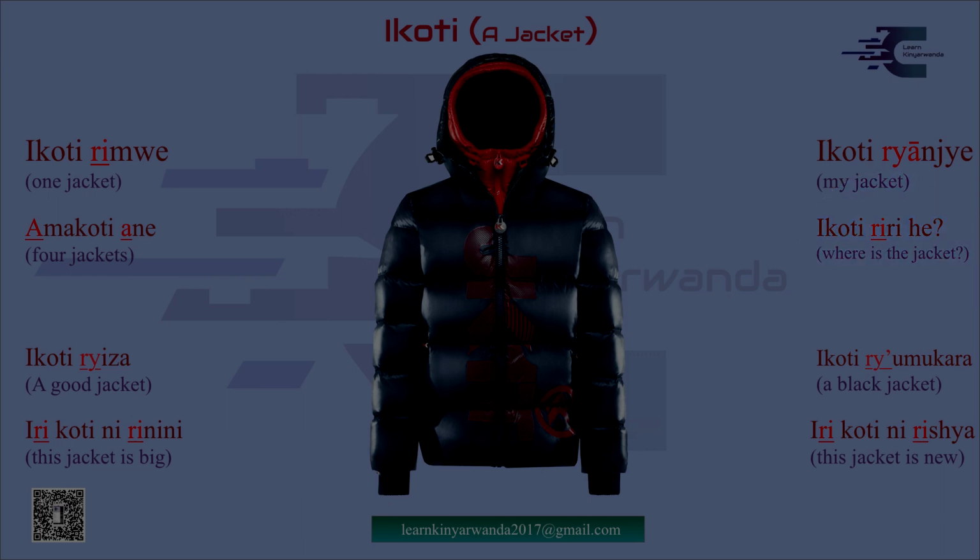And we can also say, for example, a black jacket. It's another color related description. In order to say that, we can say ikoti ry'umukara. Ikoti ry'umukara, a black jacket.